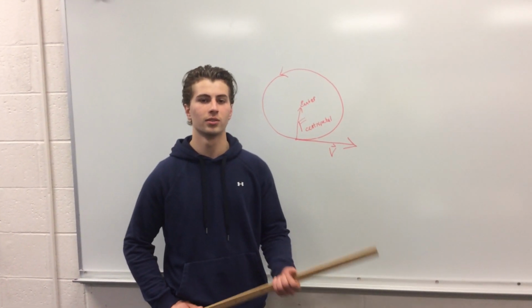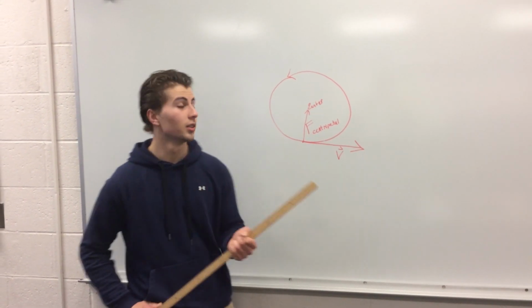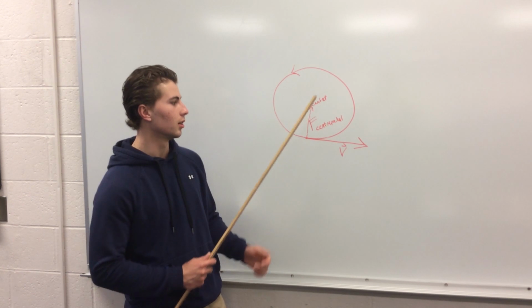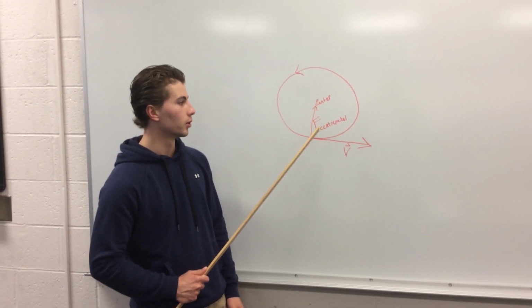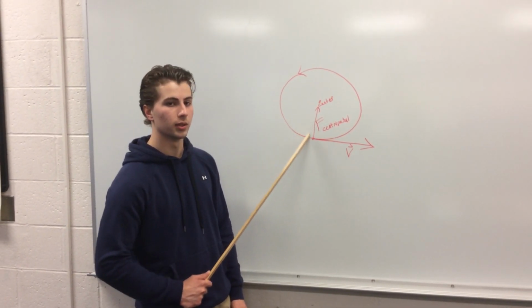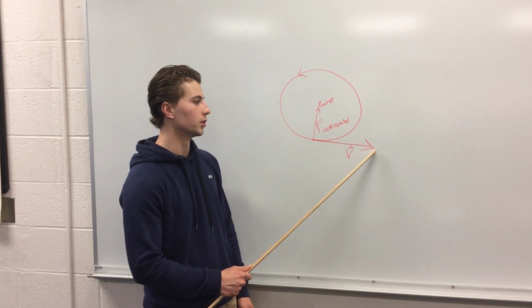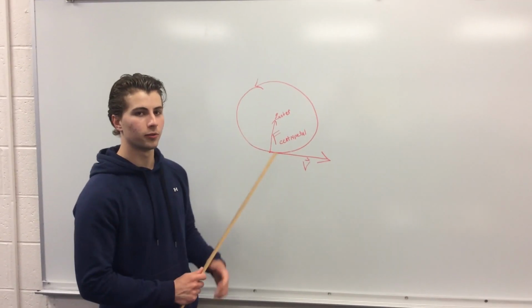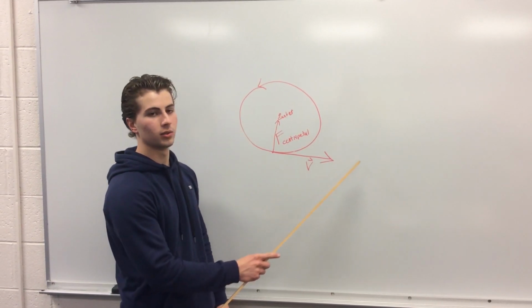Good afternoon, everyone. Today we'll be talking about circular motion. In order for something to travel in a circle, there has to be a net force acting on it. This net force is called centripetal force. That force is perpendicular to the velocity, which is tangent to the circular motion. Without the centripetal force, the object would move tangent to the motion.